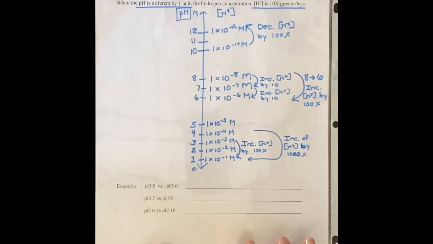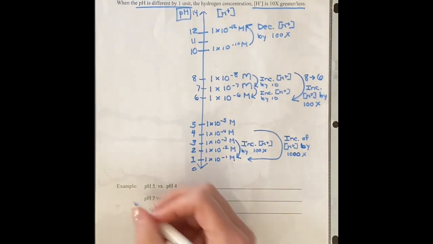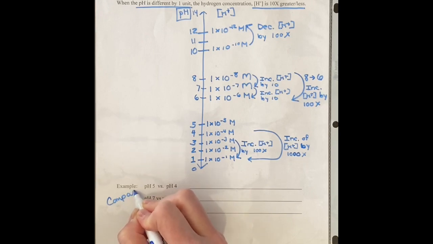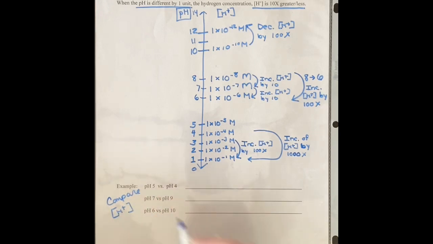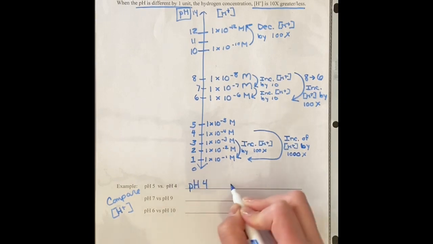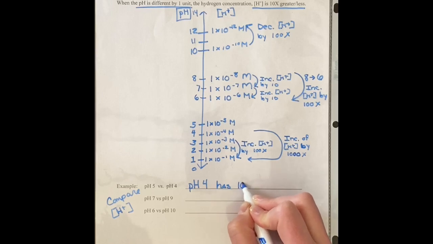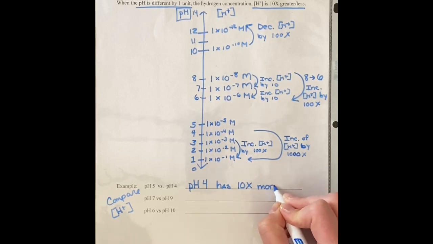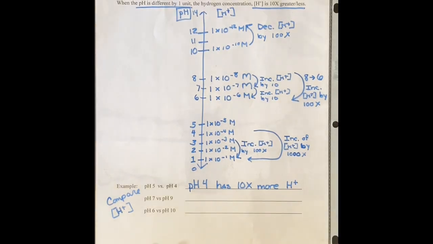Let's see, now our examples. With this, you want to compare, okay? So what we're going to do here is compare the hydrogen ion concentration. All right, we're going to compare those molarities. So if I were to compare something with a pH of 5 versus a pH of 4, we would say that something with a pH of 4 has 10 times more hydrogen ions. Or you could say something with a pH of 5 has 10 times less, or 1/10 the hydrogen concentration.